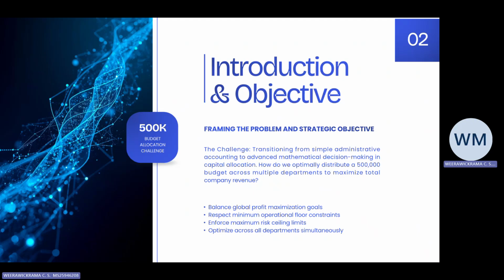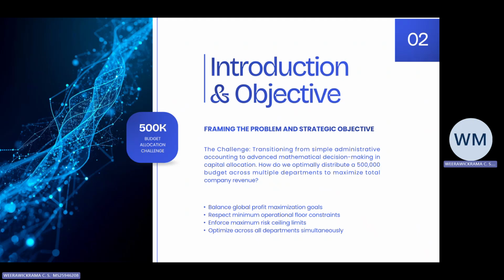This is not a simple distribution problem. Each department has different needs, different return on investment, and different levels of risk. If we allocate too much to one area, we may increase risk or neglect other critical operations. If we spread resources too thin, we may fail to achieve meaningful impact anywhere. So, our objective is to find the best possible balance.